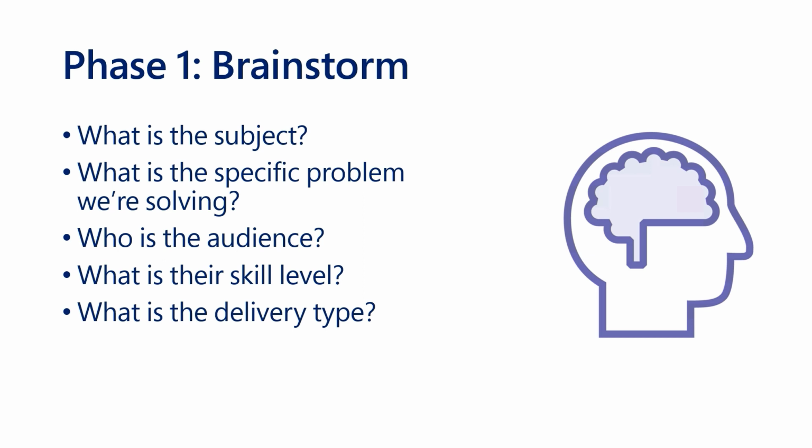Now, if I've already been contracted to do training, then the brainstorm is much more focused. And that brainstorming output feeds directly into phase 2, which is the blueprinting process. This is where I'm answering questions like, okay, I know I'm going to do an e-learning course on this topic. I've identified my audience and their skill level. I know what the delivery type is. What constraints do I have?